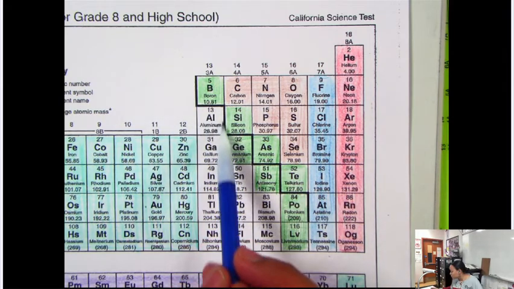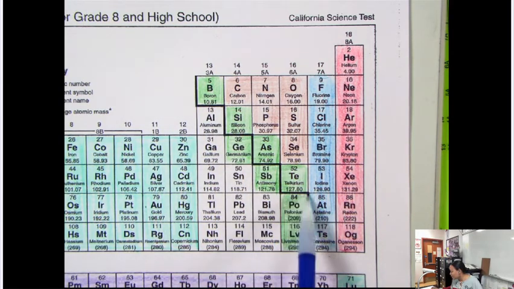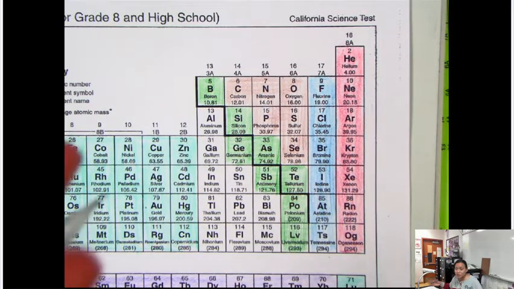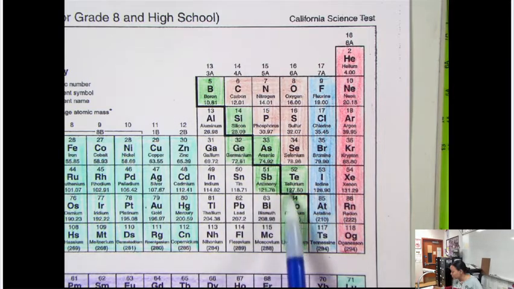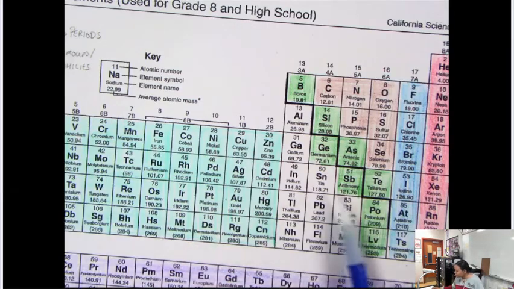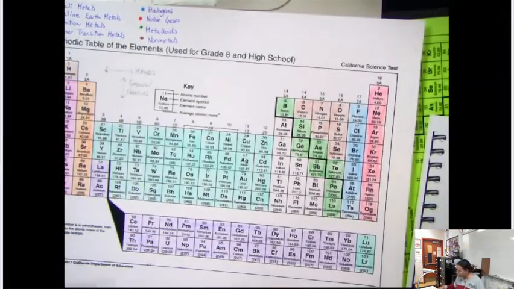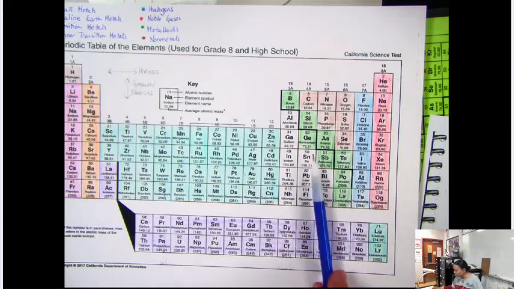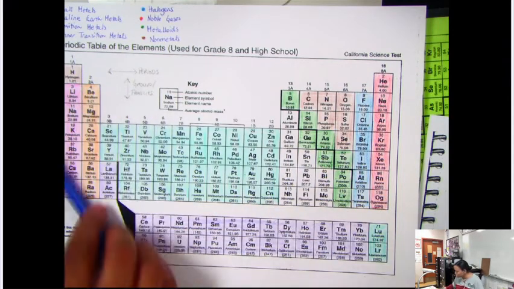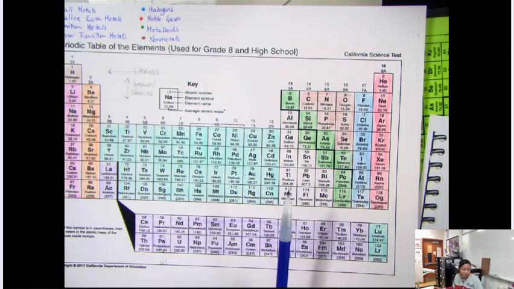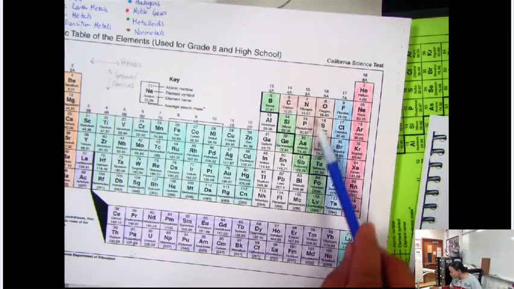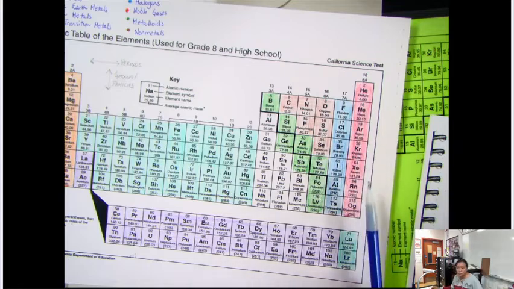Think of this as your staircase. There's a staircase, and this is where your metalloids fall. It is also your dividing line between your metals and your nonmetals. So metalloids are here, that's the stuff that I have in green. Everything else on this chart to the left of the metalloids, and down here, all of this, these are all metals. Your metalloids are your dividing line. And everything to the right, all of these are nonmetals.